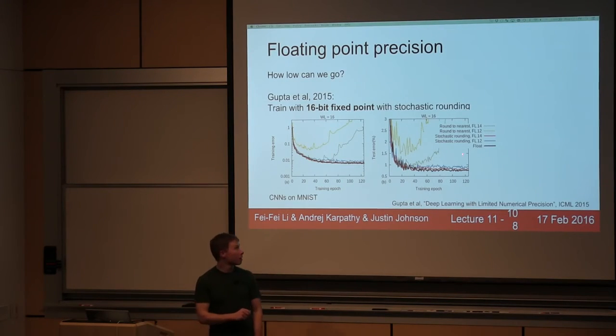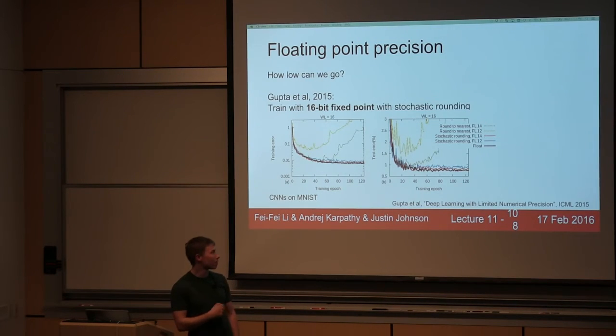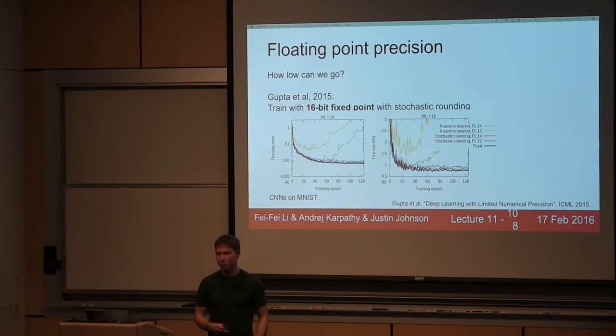So they found that, for example, these were 16-bit fixed point numbers with 2 bits for the integer part and between 12 and 14 bits for the fractional part. When you use this idea of always rounding to the nearest number, these networks tend to diverge. But when you use these stochastic rounding techniques, then you can actually get these networks to converge quite nicely, even with these very low precision numbers.